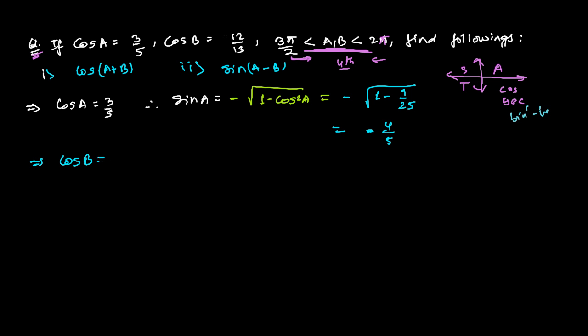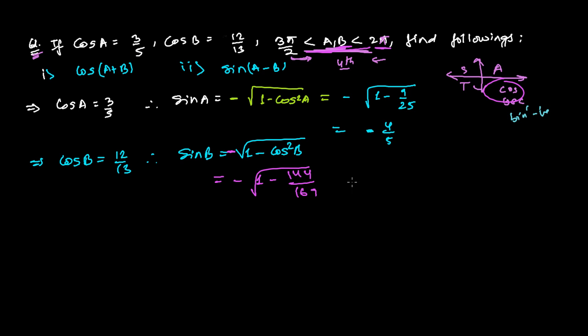Now similarly we need to find the value of sine B also. We had got cos B as 12 over 13. So I can write sine B is negative square root of 1 minus cosine squared of B, with a negative sign, because B is also in the fourth quadrant, and the fourth quadrant has a negative sign for the sine ratio. So minus the root of 1 minus cosine squared of B, that's 12 squared, which is 144, over 13 squared, which is 169. If you solve it, you'll get 169 minus 144, that's 25, and 25 is the square of 5, and 169 is the square of 13, so it's minus 5 over 13.